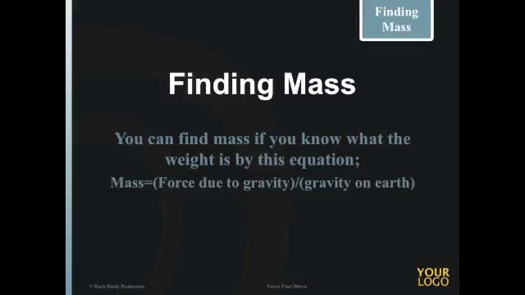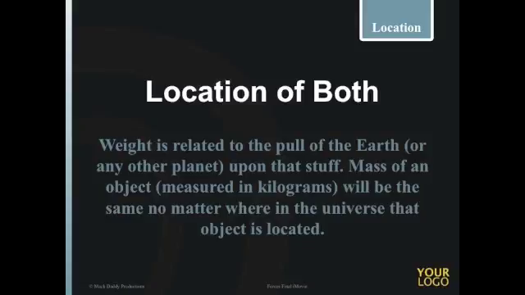Finding mass, if you already know the weight, you can solve it by an equation. This is the equation: mass equals force due to gravity divided by gravity on Earth. The location of both weight and mass. Weight is related to the pull of the Earth or any other planet upon the stuff. Mass of an object, measured in kilograms, is the same no matter where it is in the universe.